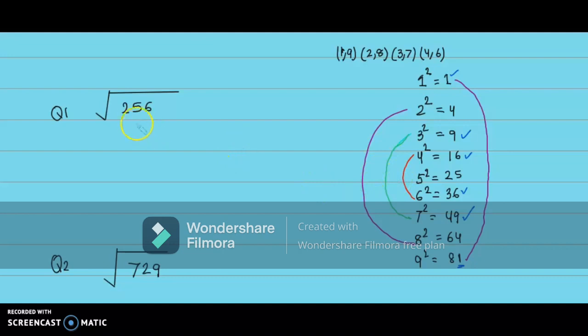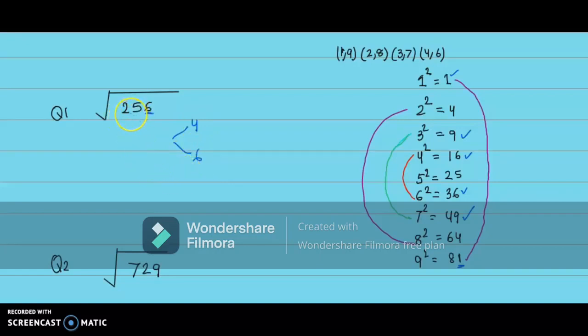Now, since we have to find the square root of 256, we will first try to find out what the last digit is. The last digit is 6. If the square ends in 6, as you can see in this table, the square root must end in 4 or 6. So we can have either 4 at the end or 6 at the end.